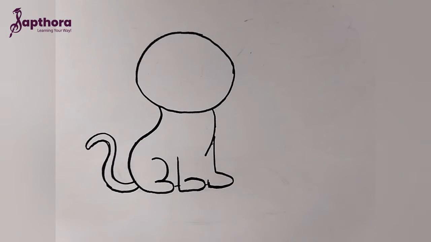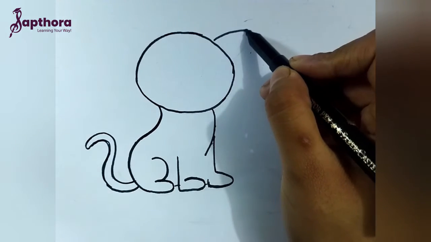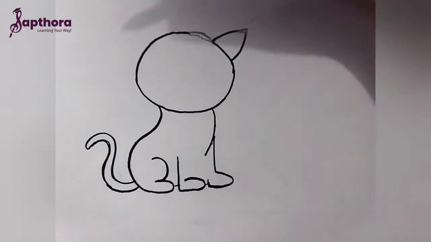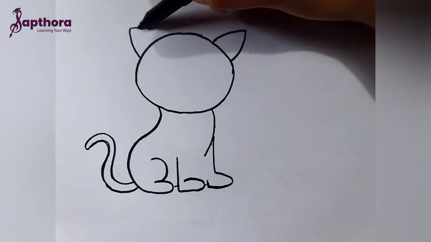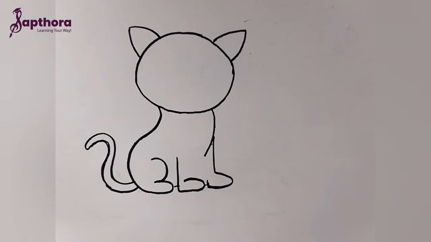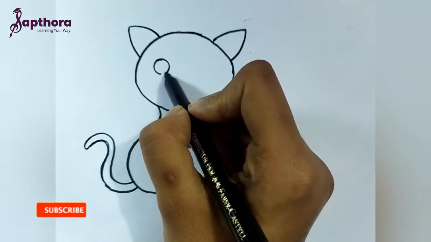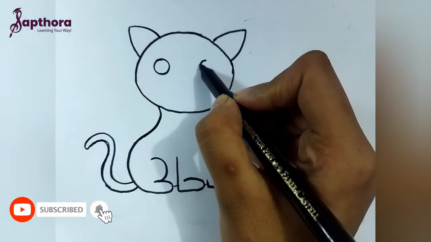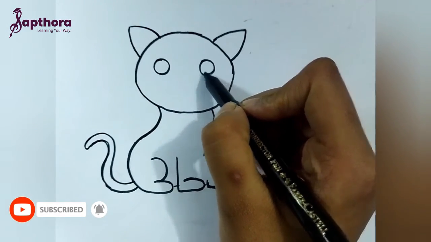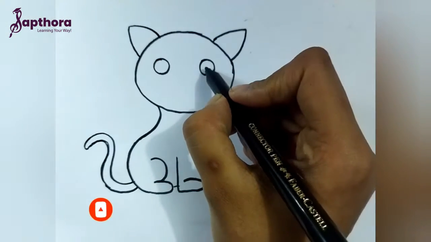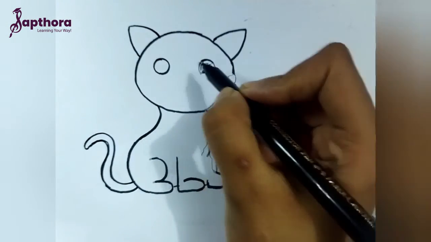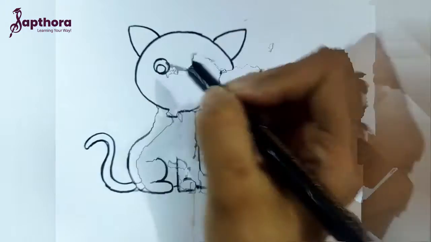Now we are going to draw the ears of the kitty. For that we are going to use the alphabet V. You need to write the inverted V at both the corners of the circle to make the ear. Now for the eye, again we are using the alphabet O, and for the eyeball the smaller O's. So we are done with the eyeball.